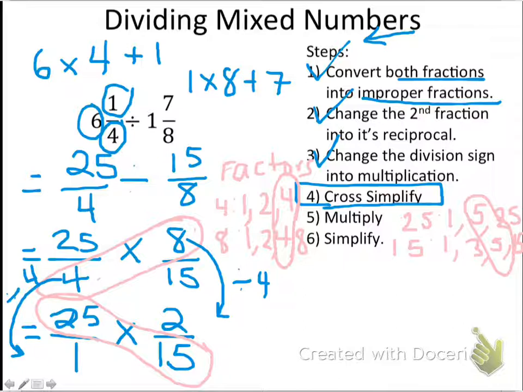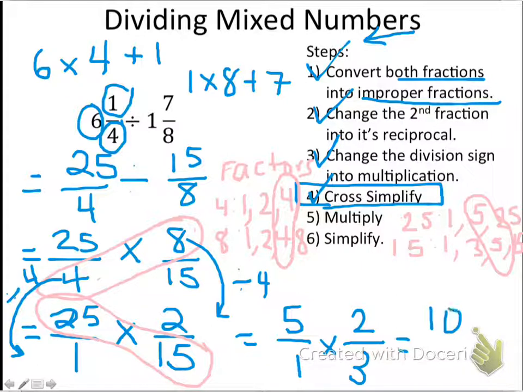Let's do that now. So we take 25 and divide it by 5. 25 divided by 5 is 5 over 1 times 2, and then we divide 15 by 5. So 2 over 3. Then we multiply. So we're done with the cross-simplification step. You just look at the ones opposite each other and simplify them. Now what's 5 times 2? That's 10, and 3 times 1 is 3.